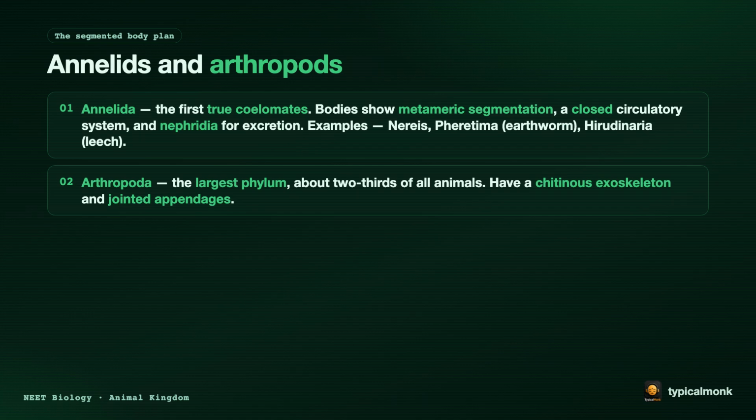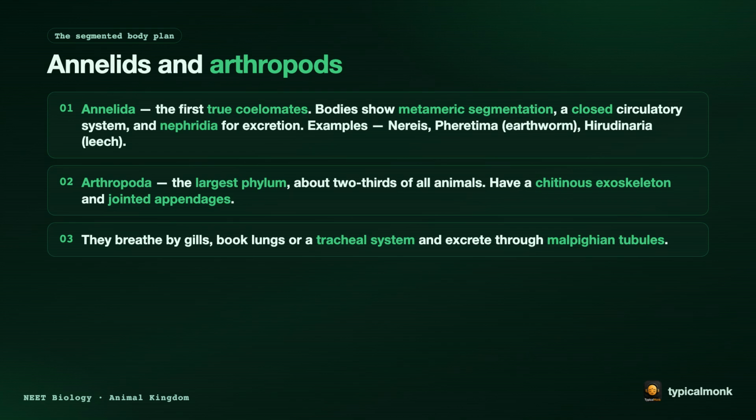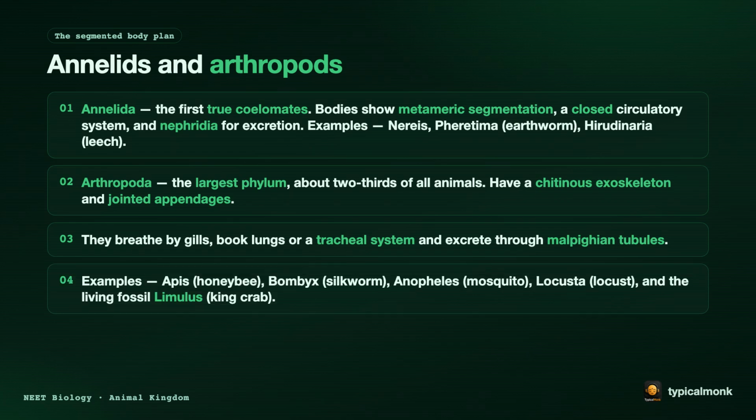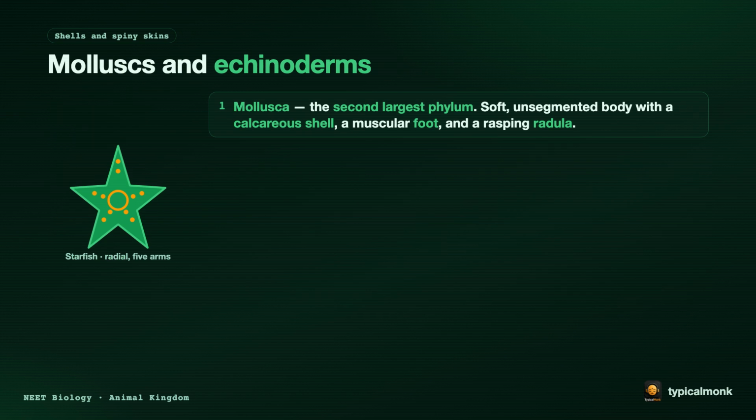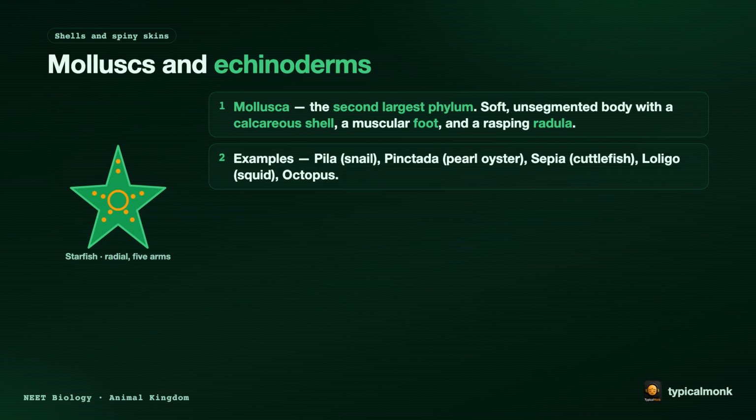Arthropoda, the largest phylum, about 2/3 of all animals. They have a chitinous exoskeleton and jointed appendages. They breathe through gills, lungs, or a tracheal system, and excrete through Malpighian tubules. Examples are Apis, the honeybee, Bombyx, the silkworm, Anopheles, the mosquito, Locusta, the locust, and the living fossil Limulus, the king crab.